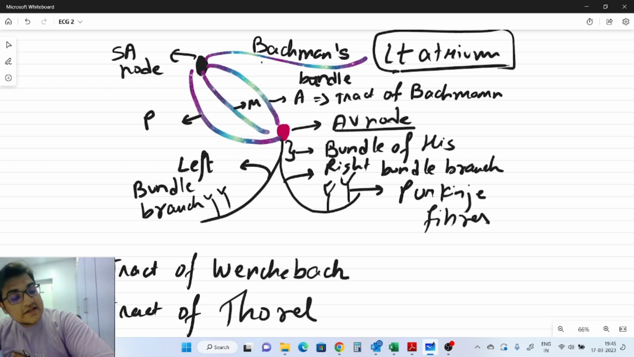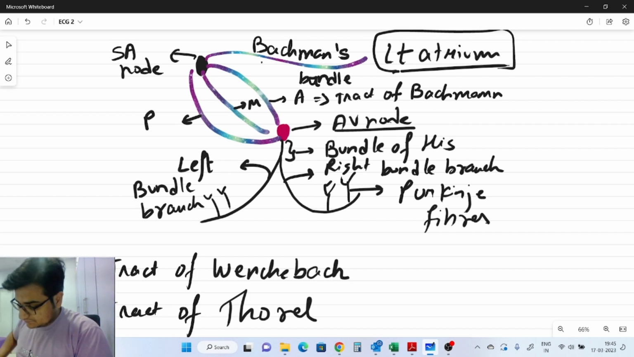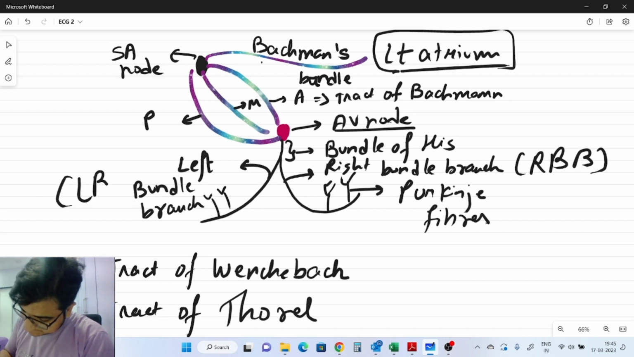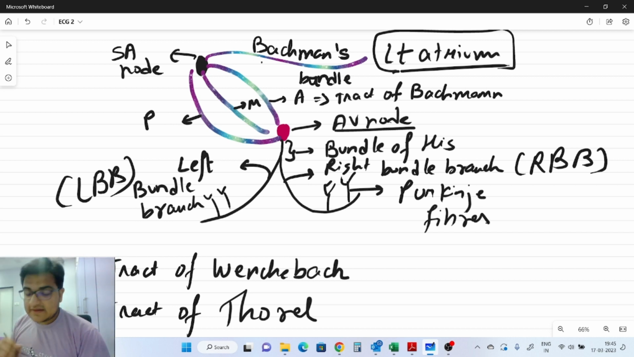Okay, AV node is in the interventricular septum. From the AV node we will have the bundle of His arising. The bundle of His, after just a short distance, is going to divide into the left bundle branch and the right bundle branch. This is also called the RBB and this is called the LBB. And then the left bundle and the right bundle branch will give rise to Purkinje fibers, which is going to innervate the ventricular musculature.